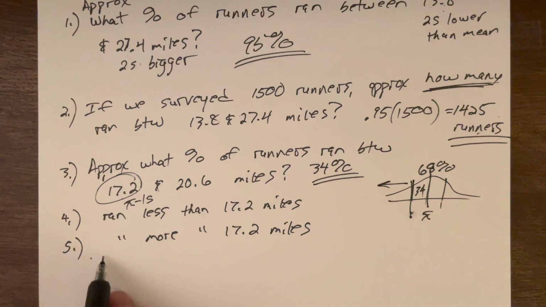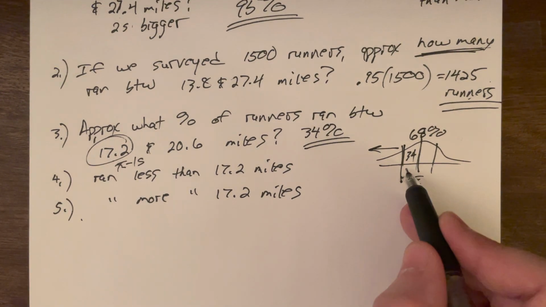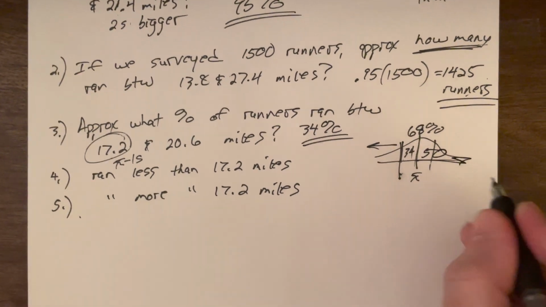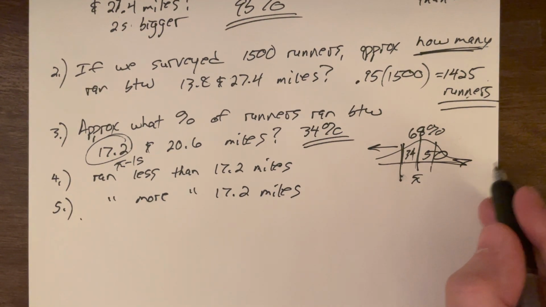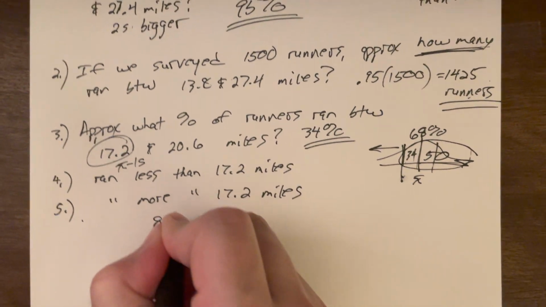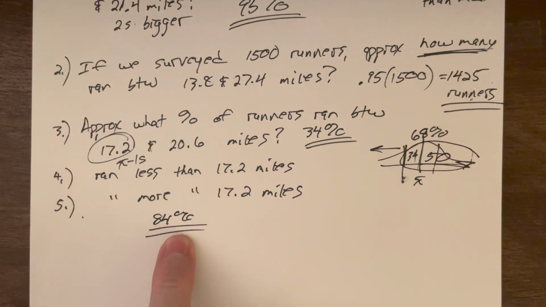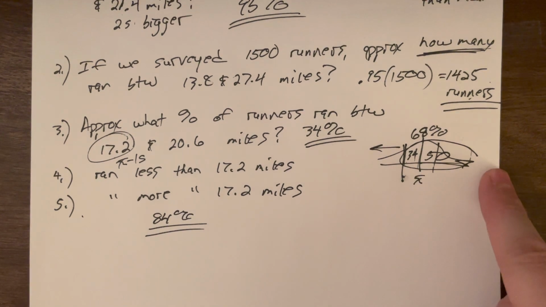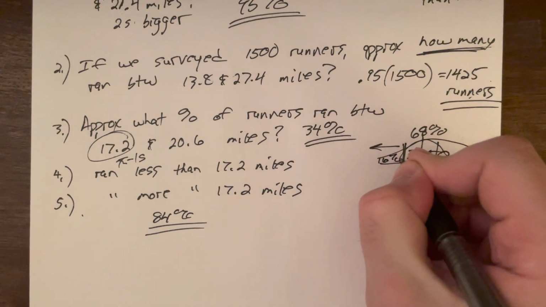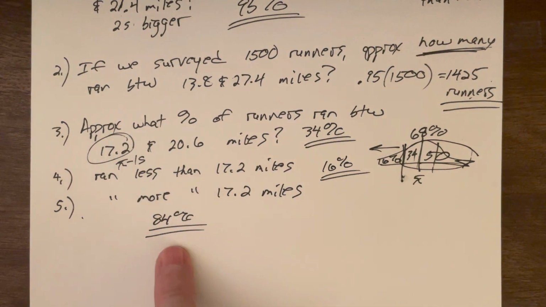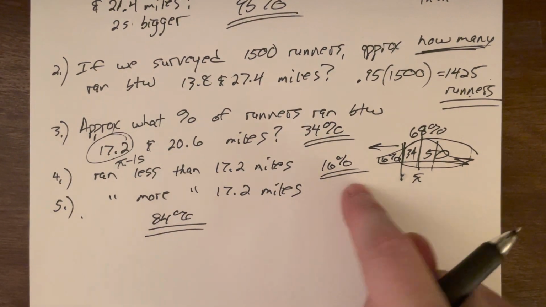Some people like to answer number 5 first because they can look at the 34 here, that this whole right side from the mean is 50%, so you get a combined 84% who ran more than 17.2 miles. And then if 84% ran more, that leaves 16% here that ran less. That really is that idea of a complement.